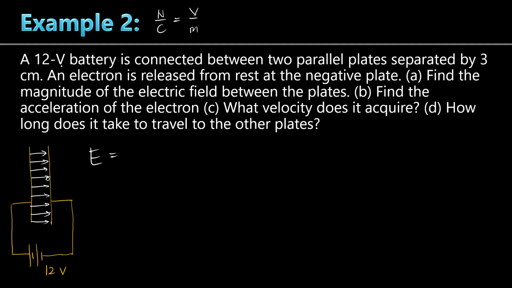How many volts ba yun? Di ba 12 volts? Yes. So, 12 volts divided by, ano ba yung separation ng dalawang plates? 3 centimeters. So, 0.03 meters. So, yung 12, pag dinivide natin ng 0.03, ang makukuha natin dyan is 400. So, we have 400 volts per meter. Yan ngayon yung electric field dito sa pagitan ng dalawang parallel plates.